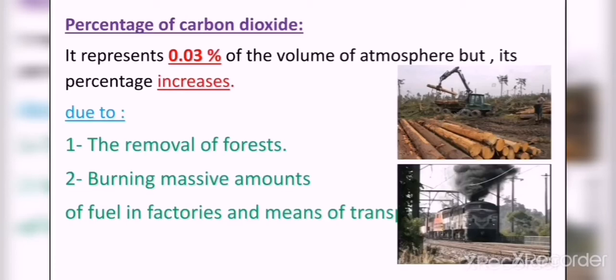And number 2, burning a massive amount of fuel in factories and means of transportation. When you burn a great amount of fuel in factories or means of transportation, you can increase the percentage of the carbon dioxide gas.